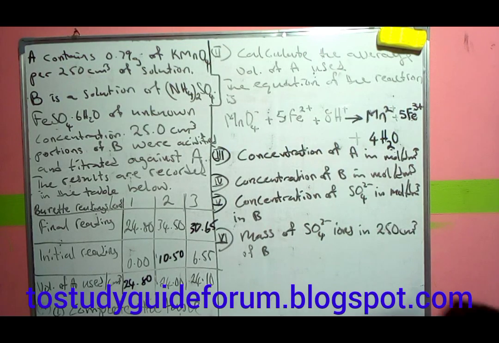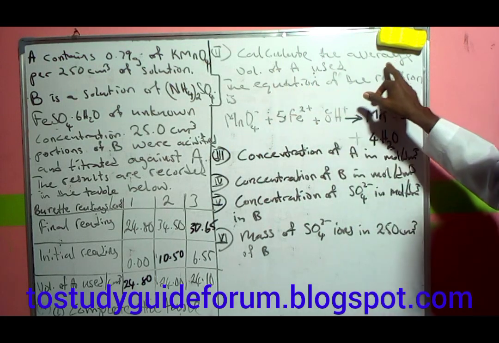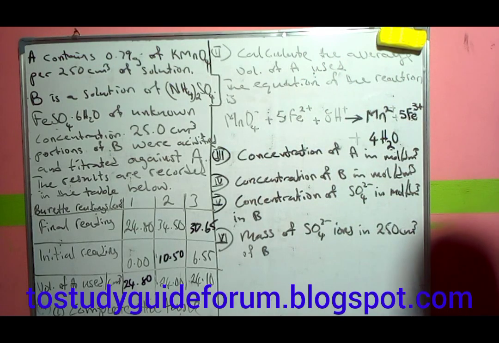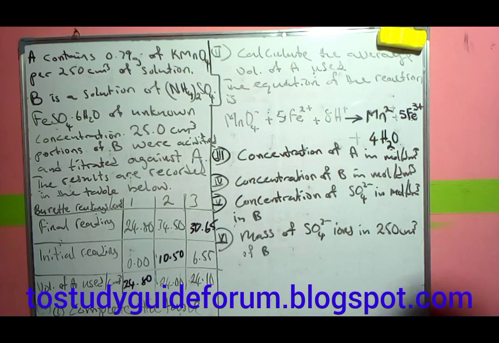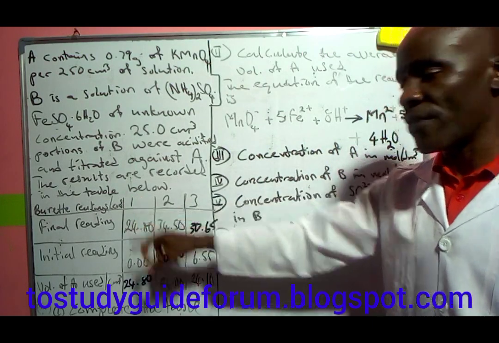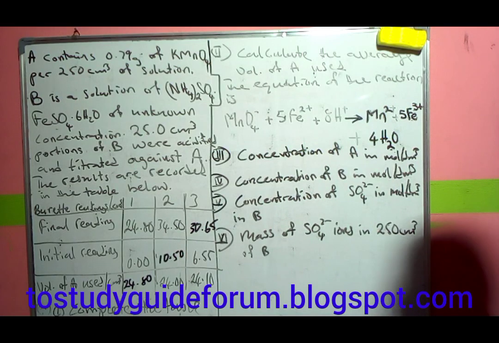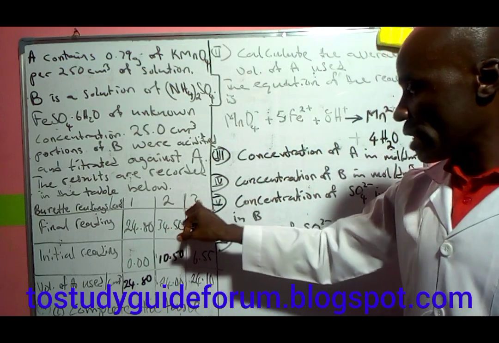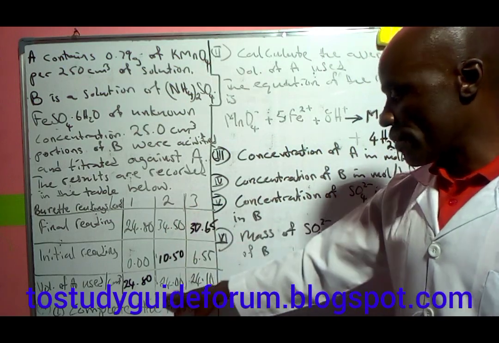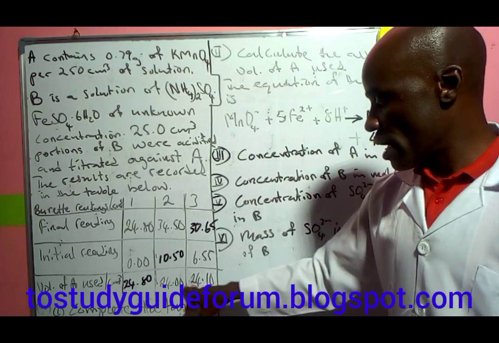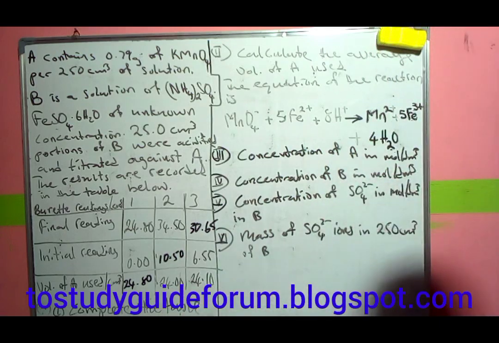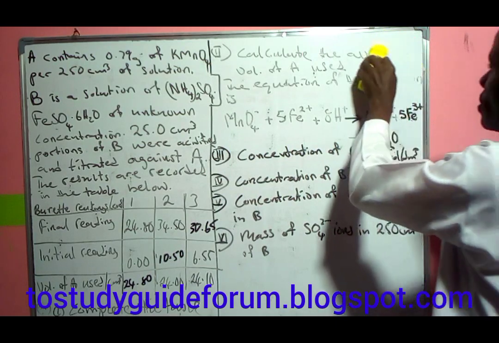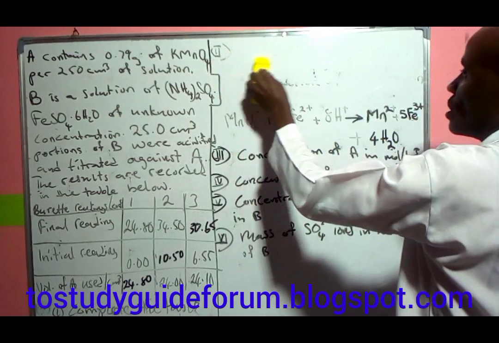The next question is: calculate the average volume of A used. To get the average volume of A used, note we don't normally use the first titration. The first titration is considered to be the rough. If you look at it, the second and the third are very okay for usage because they are very close together. So what we do is add them up together and divide by 2, since there are 2 there.